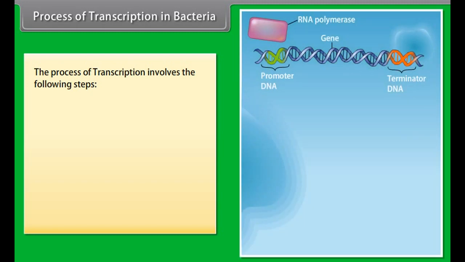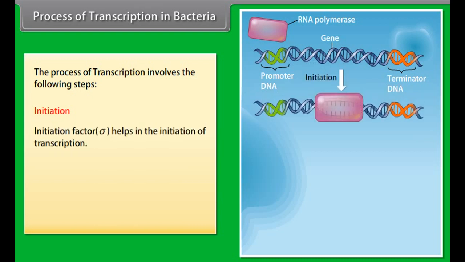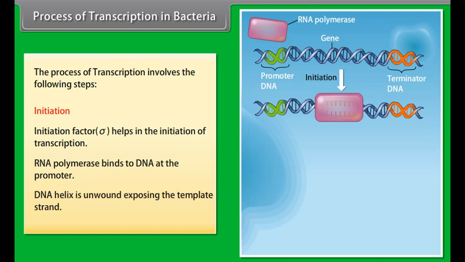Process of transcription in bacteria. The process of transcription involves the following steps. Initiation. Initiation factor helps in the initiation of transcription. RNA polymerase binds to DNA at the promoter. The DNA helix is unwound, exposing the template strand.